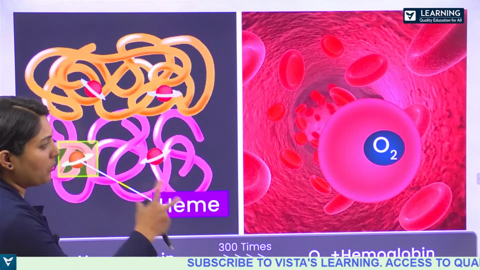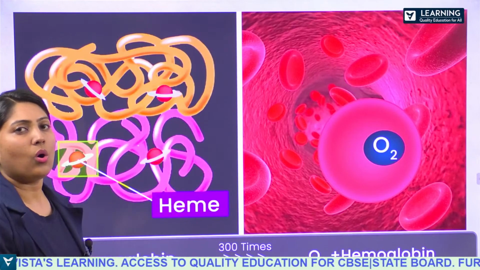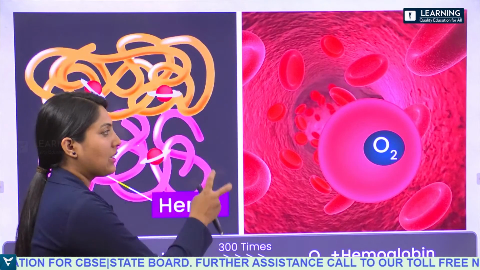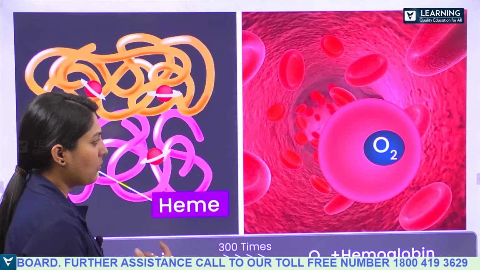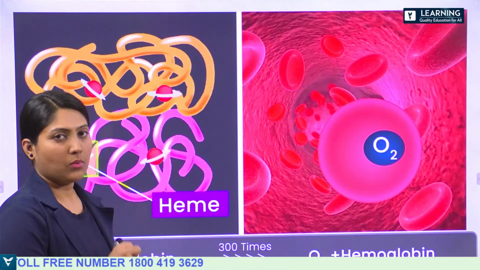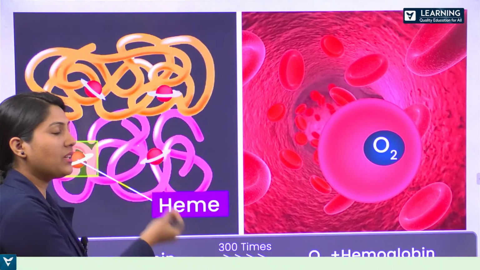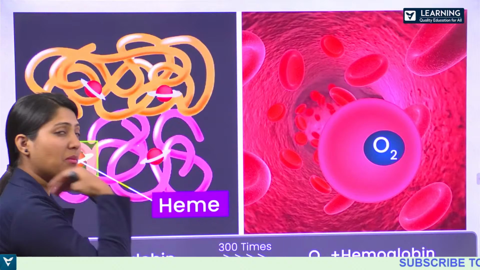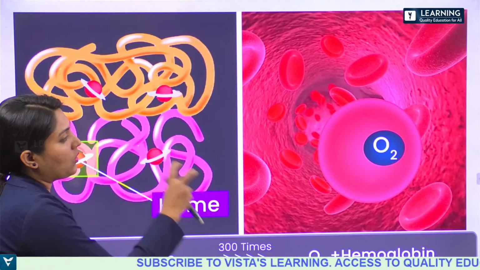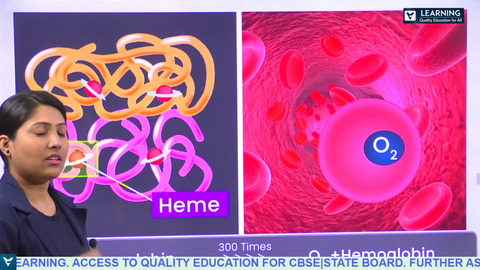Hemoglobin generally absorbs oxygen and circulates it all over the body, right? But here, if you compare the percentage of oxygen absorbed by hemoglobin and the percentage of carbon monoxide absorbed by hemoglobin, carbon monoxide absorption is 300 times higher. That means carbon monoxide can easily remove oxygen and occupy that place. So the body will not get sufficient oxygen, and there is a chance of death.